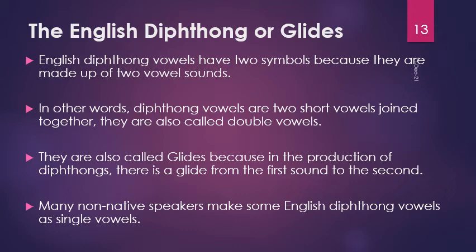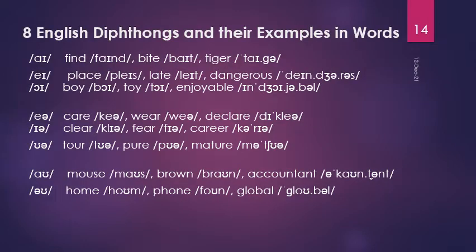Many non-native speakers make some English diphthong vowels as single vowels. English has 8 diphthongs, and we have some of the examples from IPA.